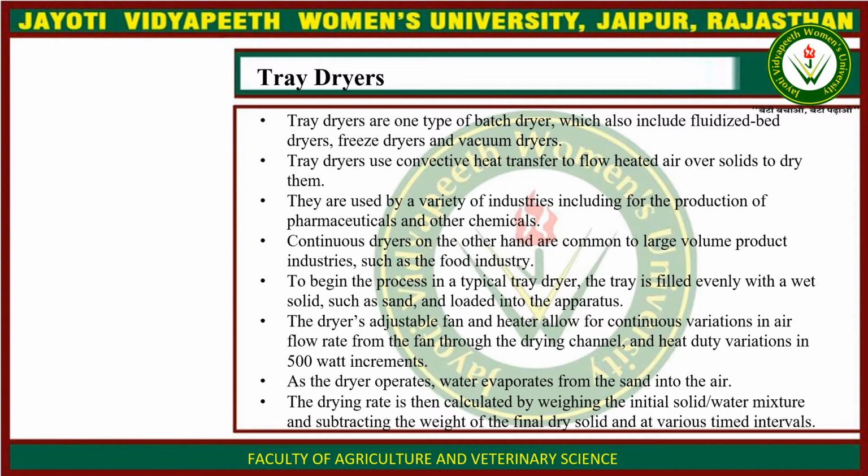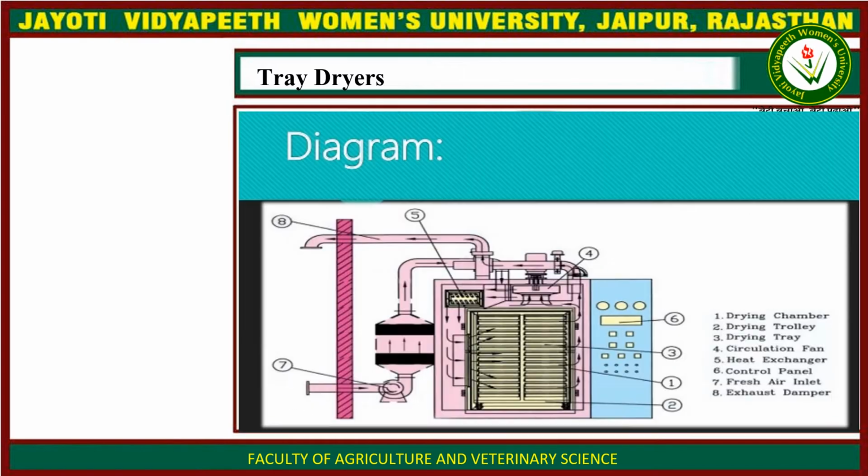To begin the process in a typical tray dryer, the tray is filled evenly with a wet solid such as sand and loaded into the apparatus. The dryer's adjustable fan and heater allow for continuous variation in air flow rate from the fan through the drying channel, and the heat duty varies in 500 watt increments. As the dryer operates, water evaporates from the sand into the air, and the drying rate is then calculated by weighing the initial solid water mixture and subtracting the weight of the final dry solid at various time intervals.